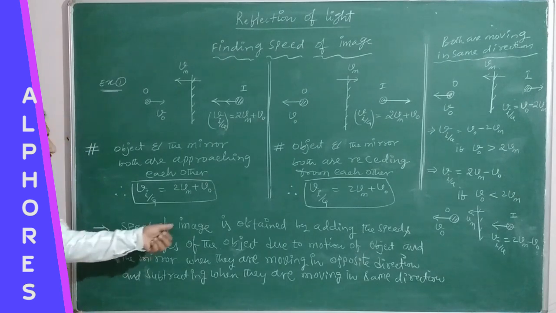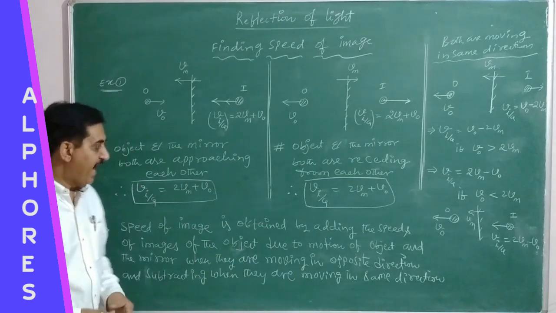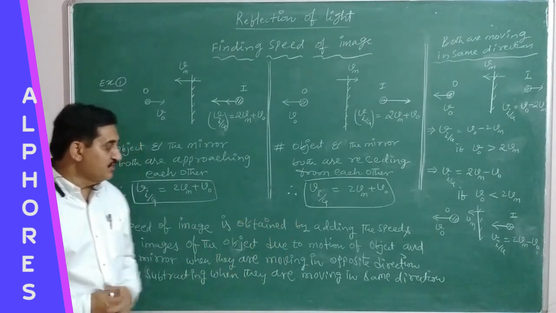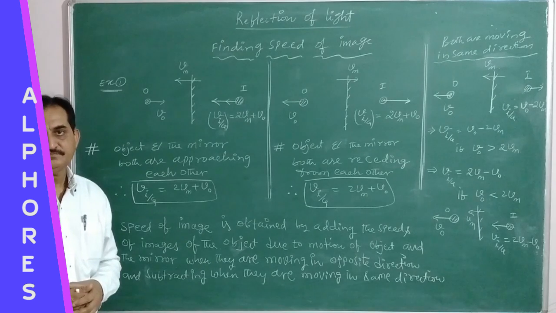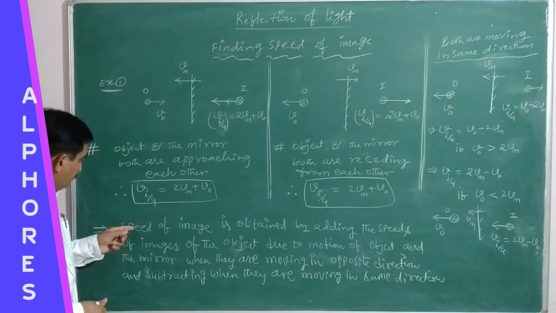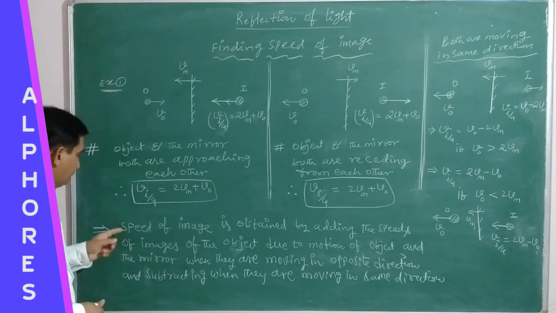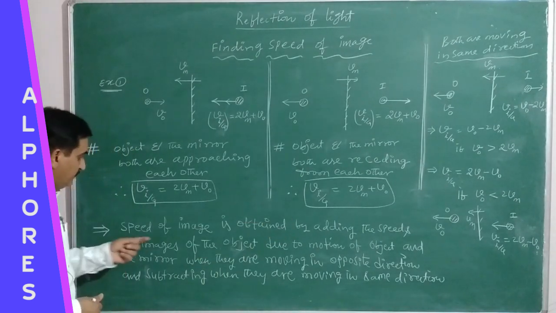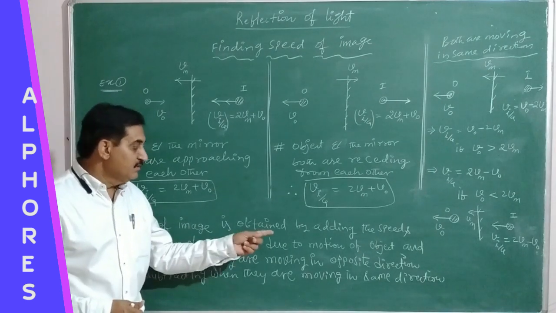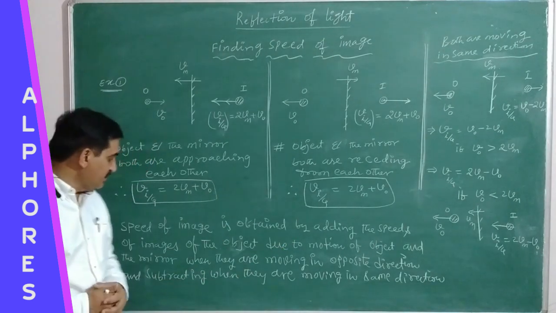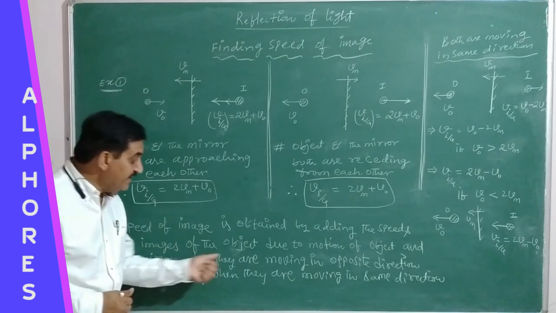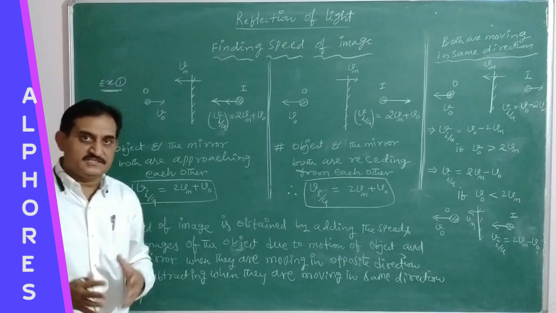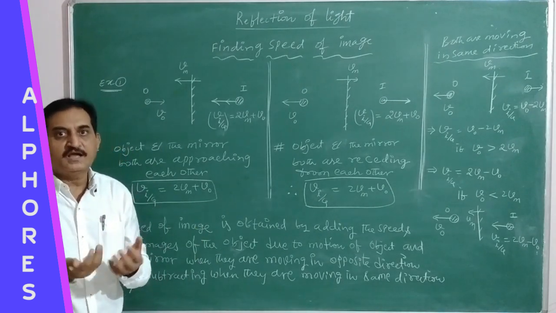The speed of the image is obtained by adding the speeds of images of the object due to motion of the object and the mirror. Once again I repeat the same statement: the speed of the image is obtained by adding the speeds of images of the object due to motion of the object and the mirror when they are moving in opposite directions, whether they approach or recede.